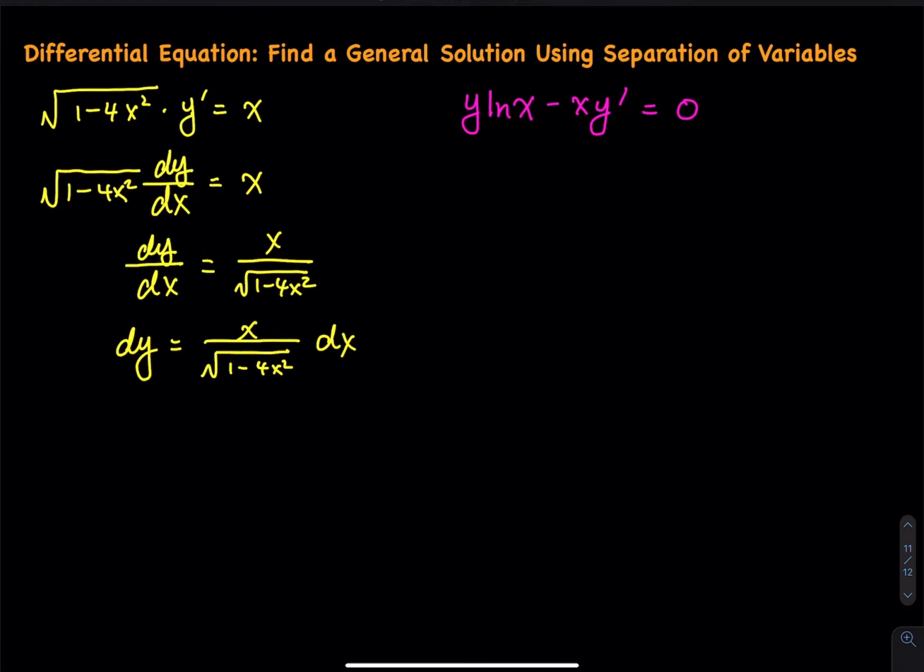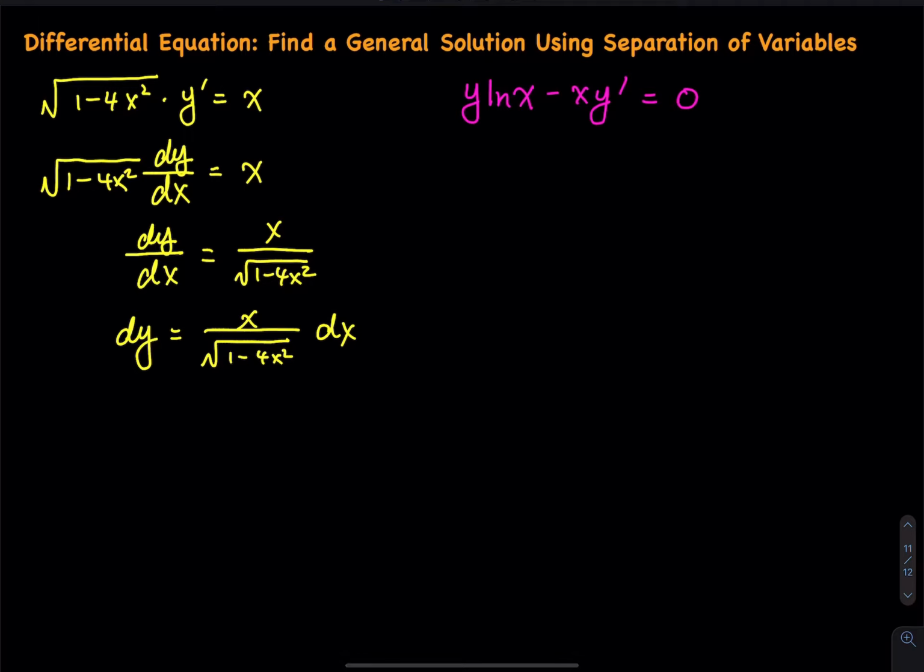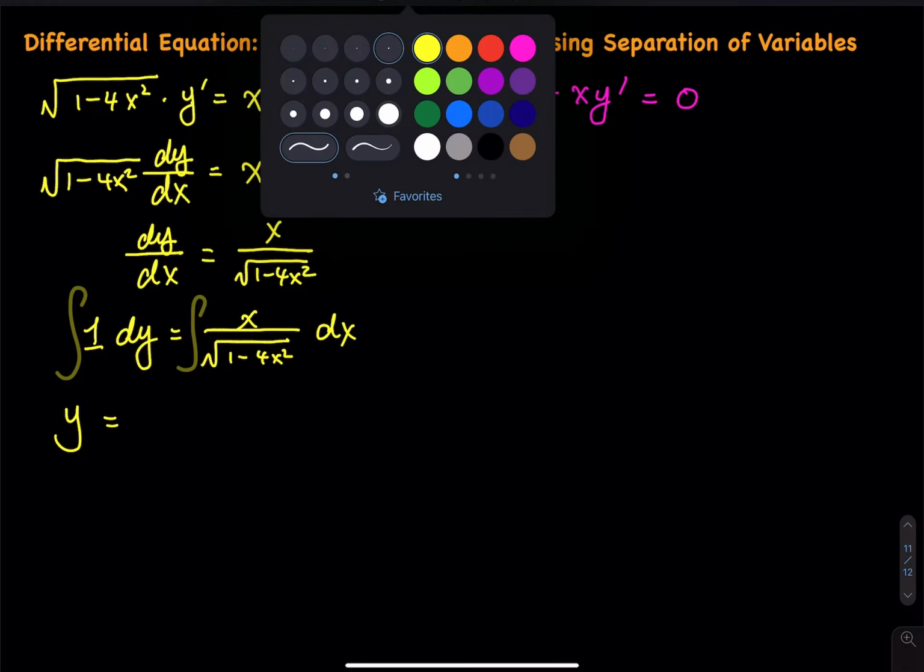Nothing in front of dy, so you can put a 1 in there, 1 times dy. When you take the integral of 1, it is equal to y. So here we have y, right? And then equals, so how do you handle the other side? The other side looks very complicated, but it is just a u substitution.